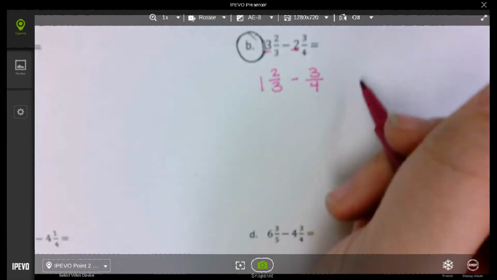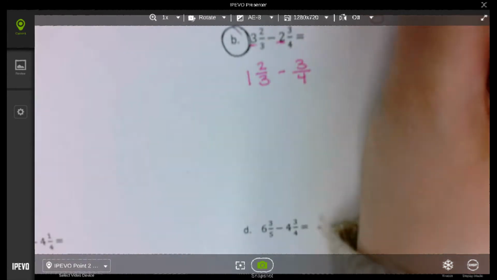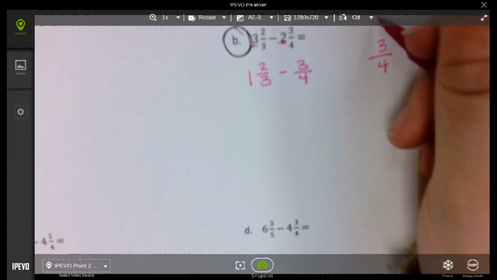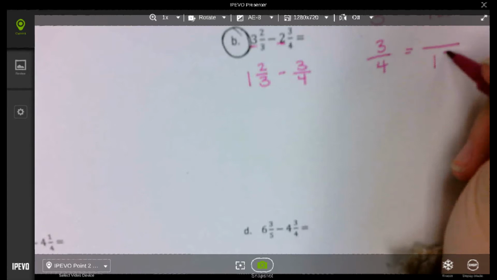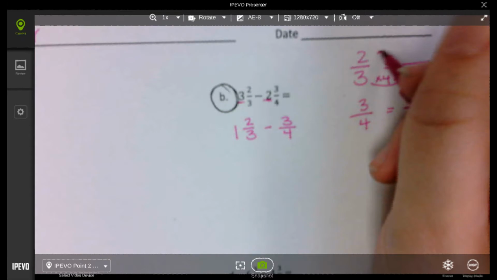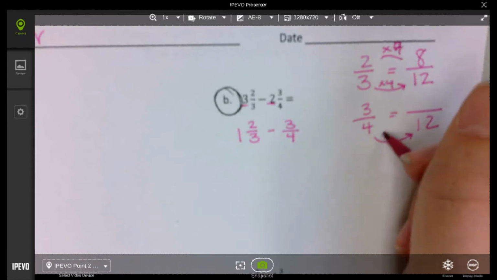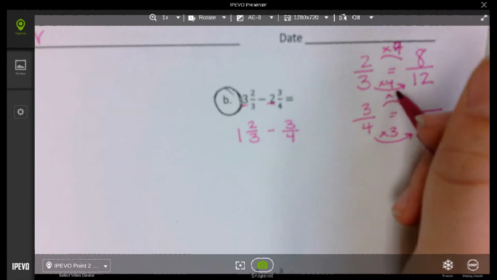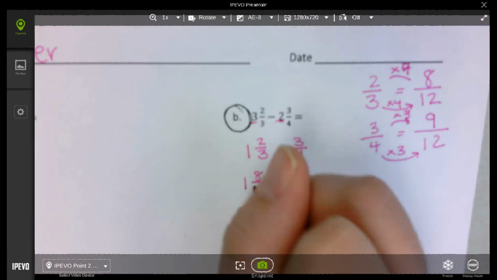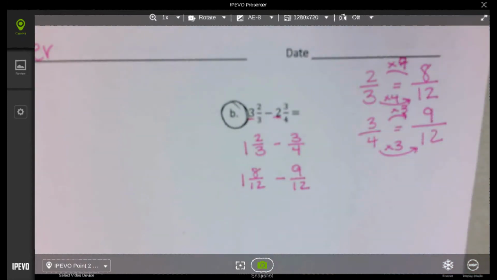Now, the next thing I need to do is find common denominators. Okay, so 2/3 equals something over something, 3/4 equals something over something. Well, 4 and 3 both have a common denominator of 12. If I multiply 3 times 4, I need to multiply 2 times 4, and I get 8. 4 times 3, 3 times 3 is 9. Okay, so I'm going to rewrite it as 1 8/12 minus 9/12.